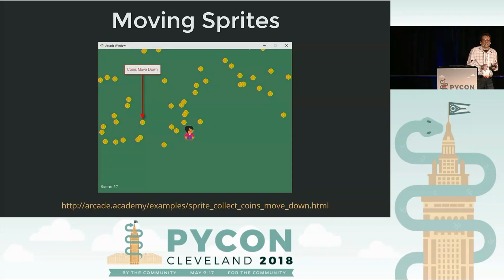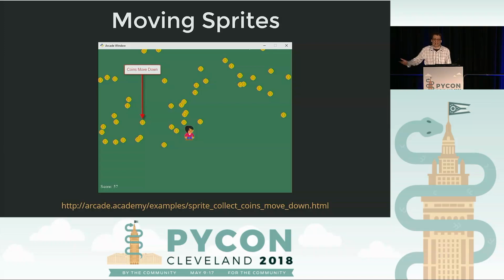Okay, but I haven't yet said how to move sprites. How do you get sprites to move? How do you get the player to move? Maybe we want to spruce up our game and have the coins move down, something like that.